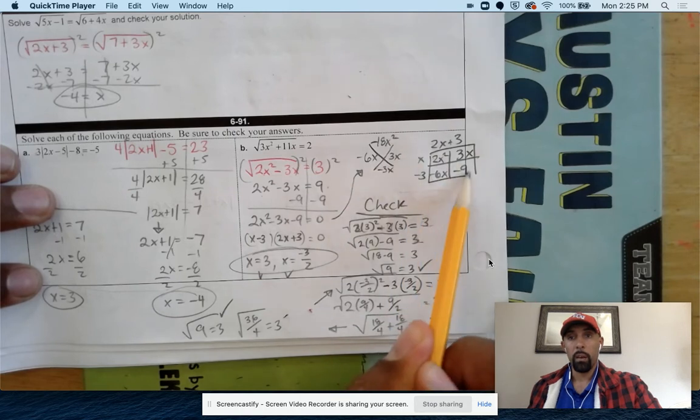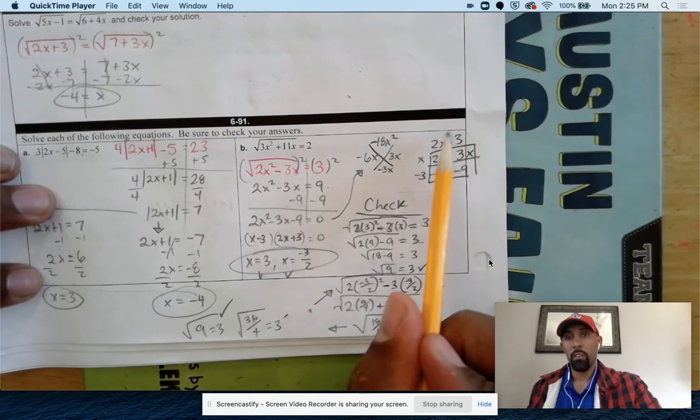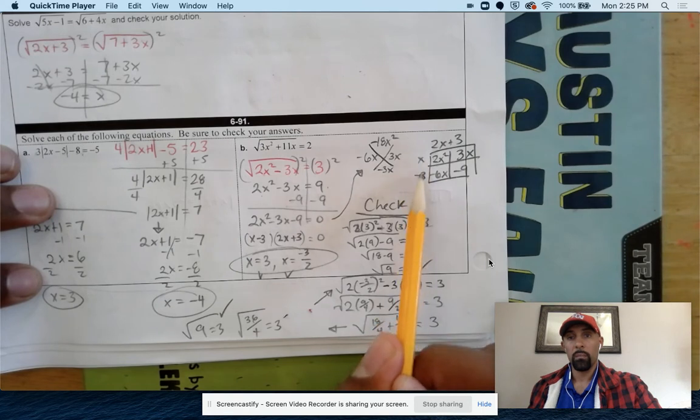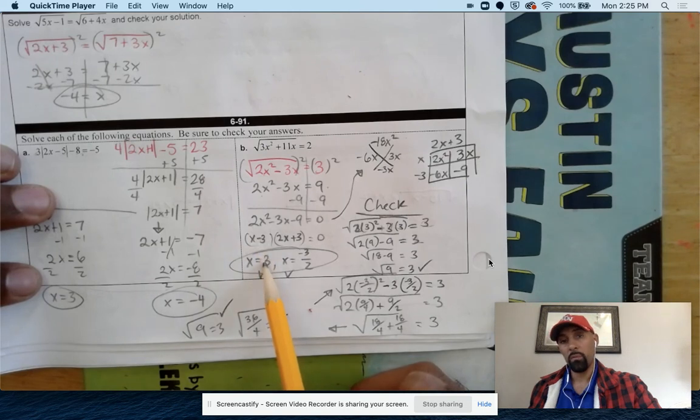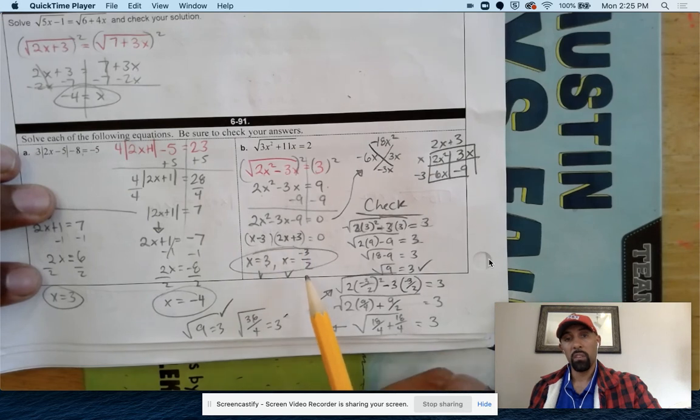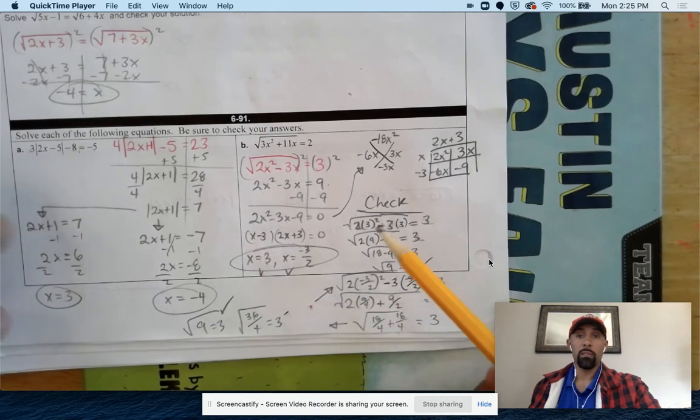I plugged all those numbers in the box. I figured out the factors on the outside. Then I plug them here in the parentheses. Then I use the zero product property to find that x minus 3 gives the solution +3. And then from 2x plus 3, it's -3/2. And I made sure and I checked. So I plugged them in.